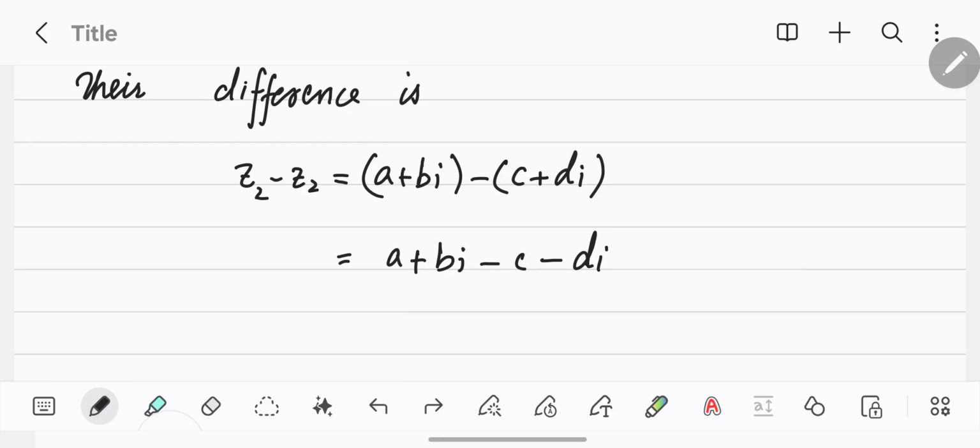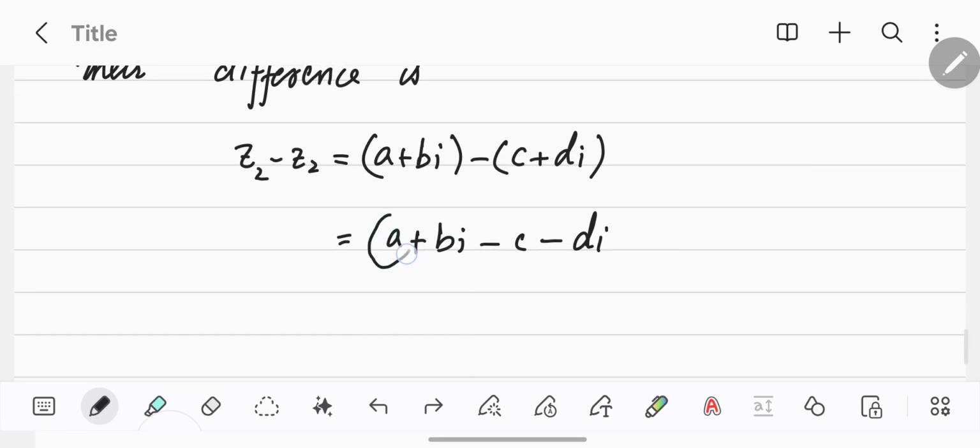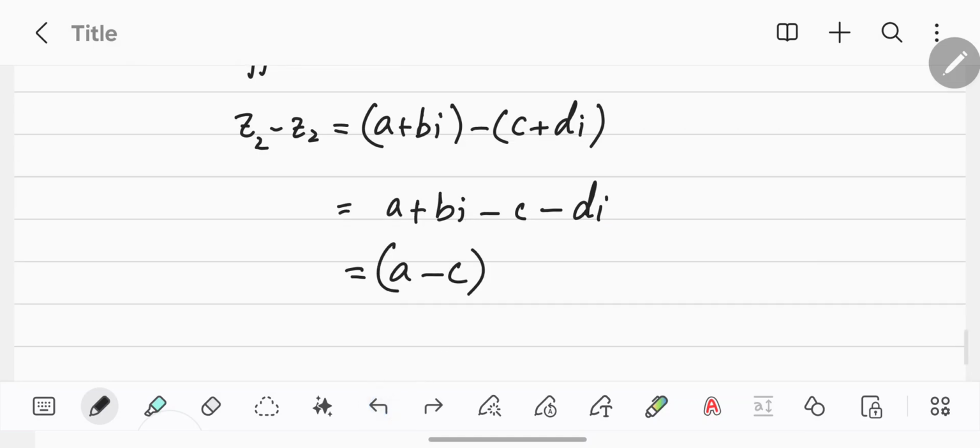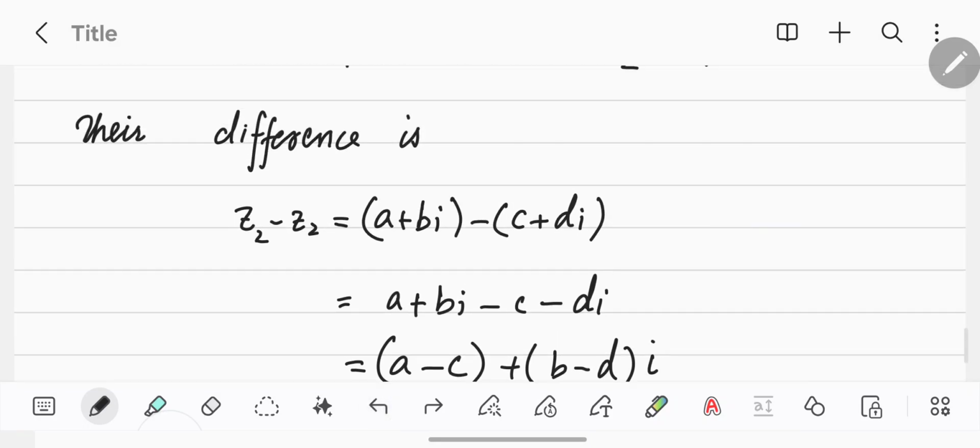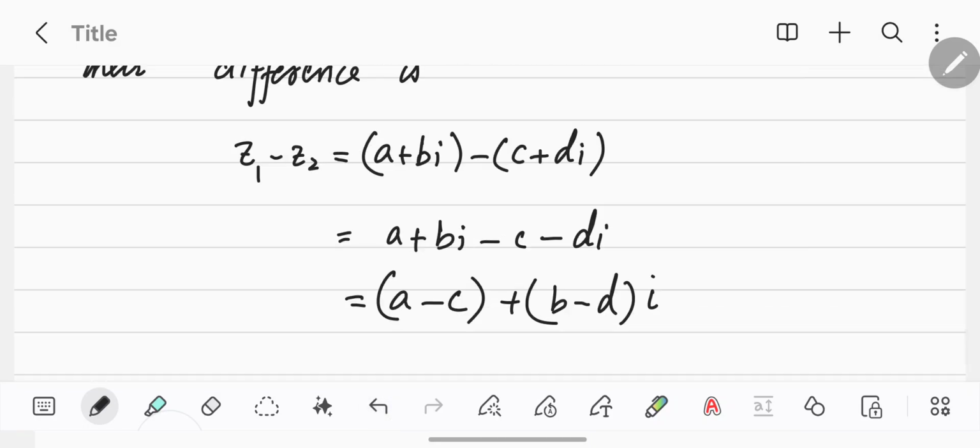Now let's check what the real parts are. This is the real part and this is the real part. So you will add both of the real parts. And then what are the imaginary parts? This is plus b and minus d. So you will write b minus d iota. Okay. So in this way you can have the difference of two complex numbers.